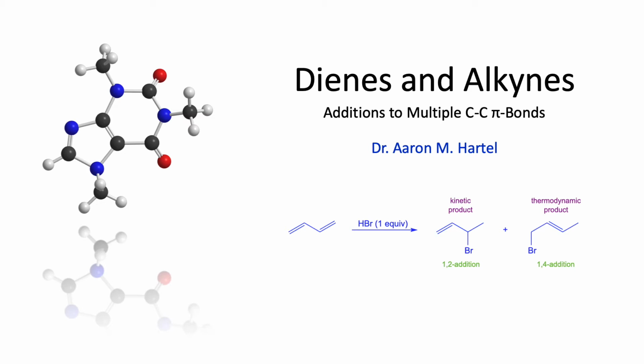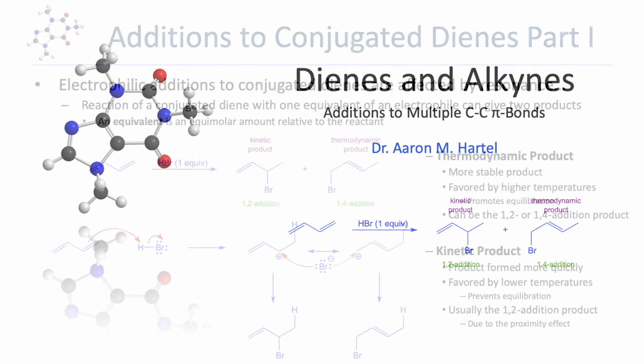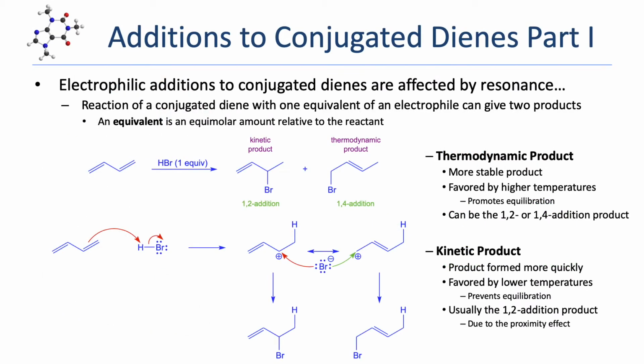In this lesson, we're going to explore the reactions of dienes and alkynes, electrophilic additions to molecules with multiple carbon-carbon pi bonds. Dienes are just molecules that have two alkenes, and because they're alkenes, they undergo the same electrophilic addition reactions.